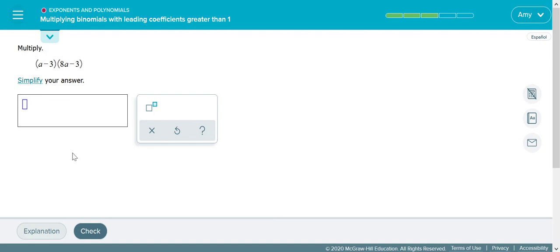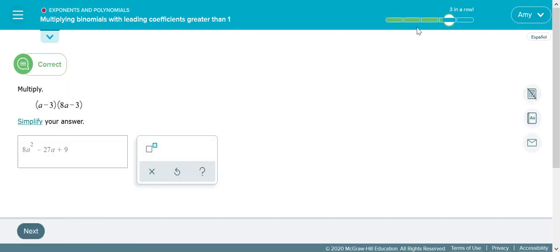I'll just type in the answer for you here. So this is 8a squared minus 27a plus 9. Okay, so I typed in our answer. Let's see what happens with our bar up here. Okay, so it did give me double credit again. So it looks like 3 in a row is what you're aiming toward, but if you do get one of them incorrect, you don't get any kind of double credit like they're giving me right now. So I guess I should have messed up on a couple of them to show you what that looks like.